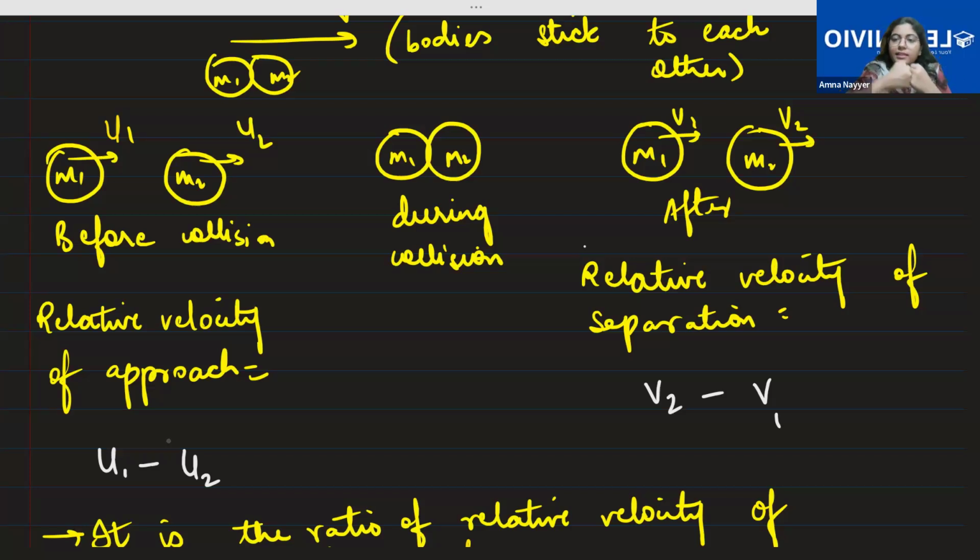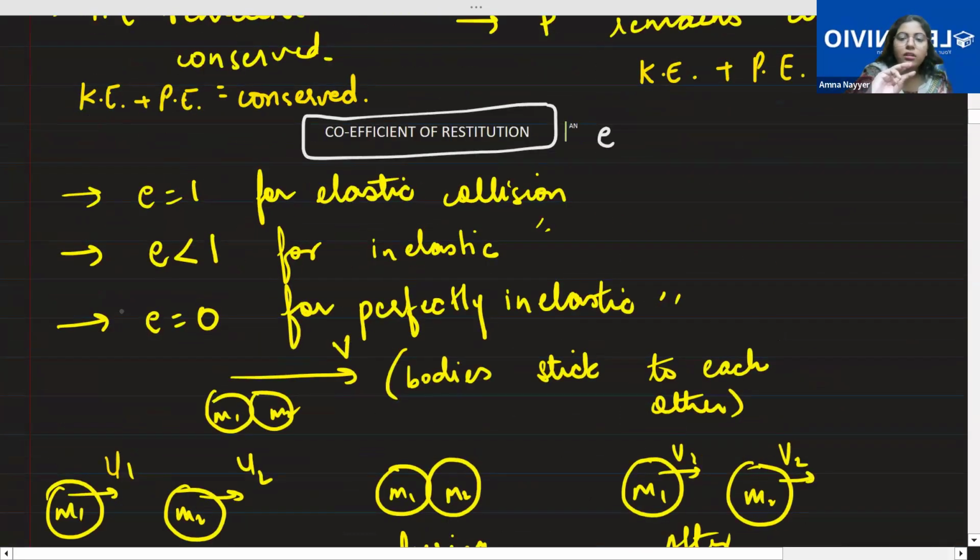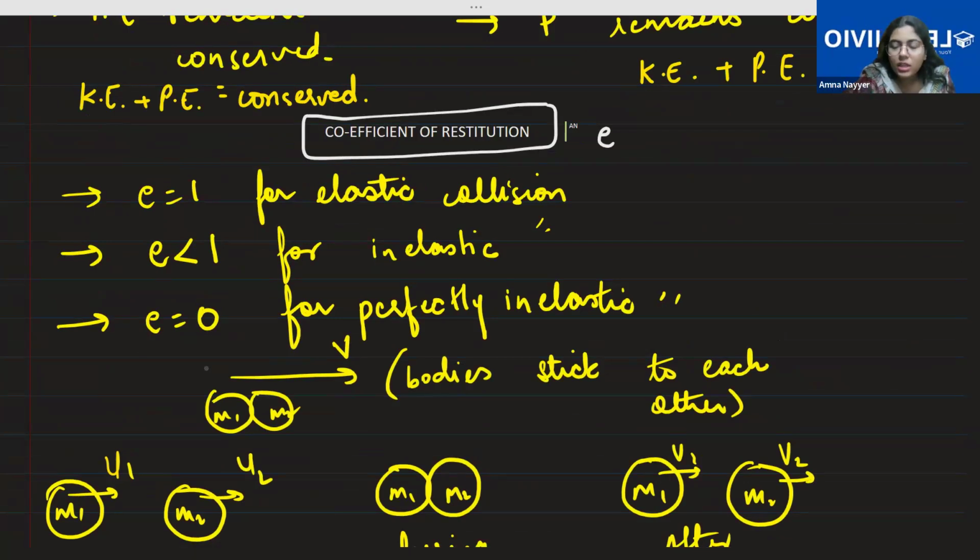When the bodies collide and they separate, their new velocities are v1 and v2. So v2 minus v1 is known as relative velocity of separation, and coefficient of restitution is nothing but the ratio of relative velocity of separation by relative velocity of approach. For elastic collision, you will get it as 1. Inelastic, less than 1. Perfectly inelastic, 0. Perfectly inelastic means bodies will not get separated from each other.